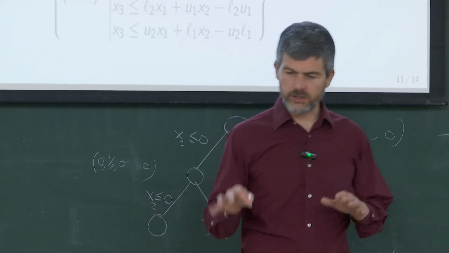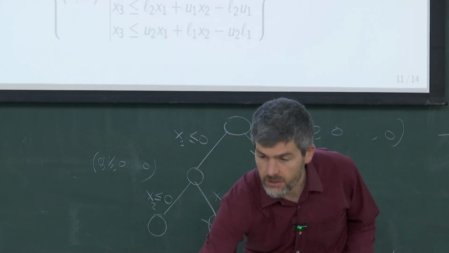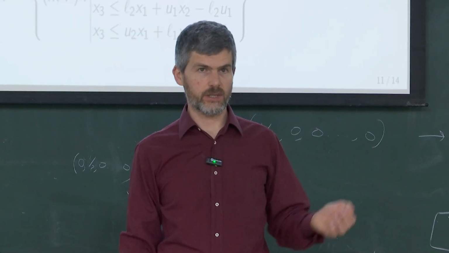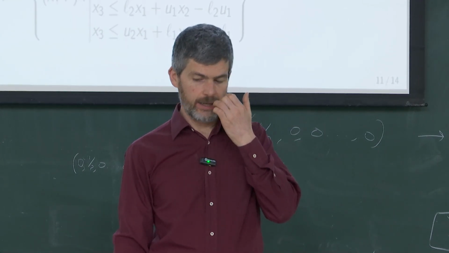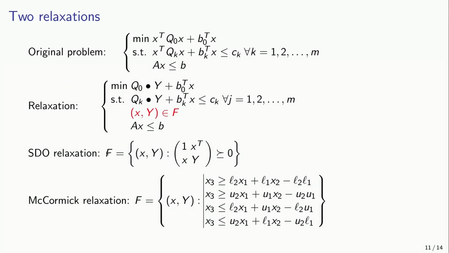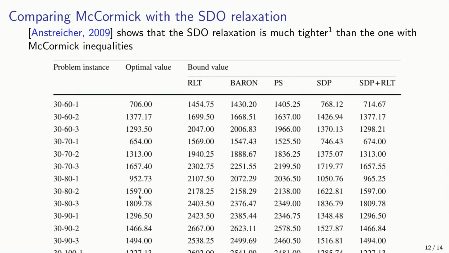I just wanted to make F generic here so that then I could write a feasible set that's different for different relaxations. So F is simply a feasible set for x and y, which is defined as a semi-definite cone in one case and the McCormick in the other.